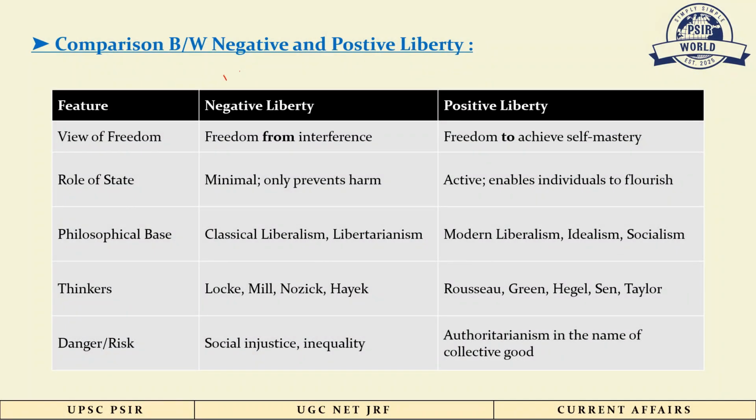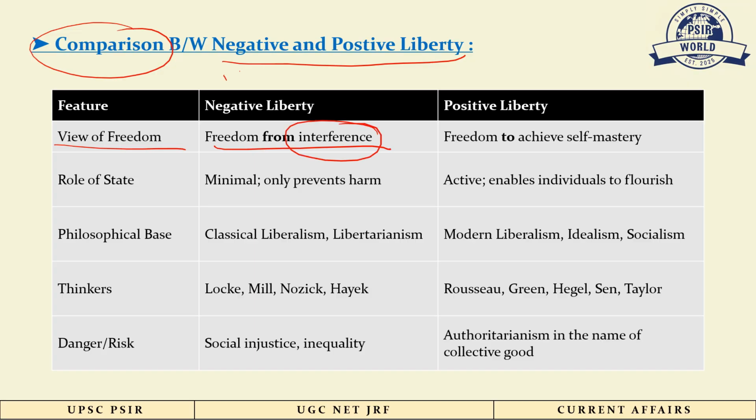So let's compare negative and positive liberty so that we can understand these concepts better. The view of freedom for negative liberty is freedom from interference, whereas in positive liberty, it is freedom to achieve self-mastery. The role of the state in negative liberty is minimal. The state can intervene only to prevent harm. Otherwise, the state is not allowed to intervene.